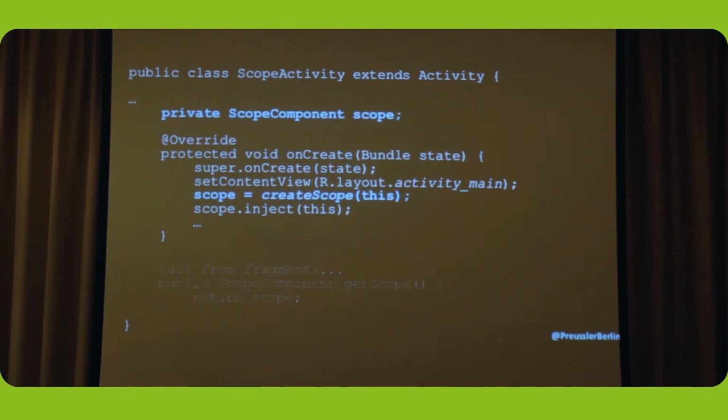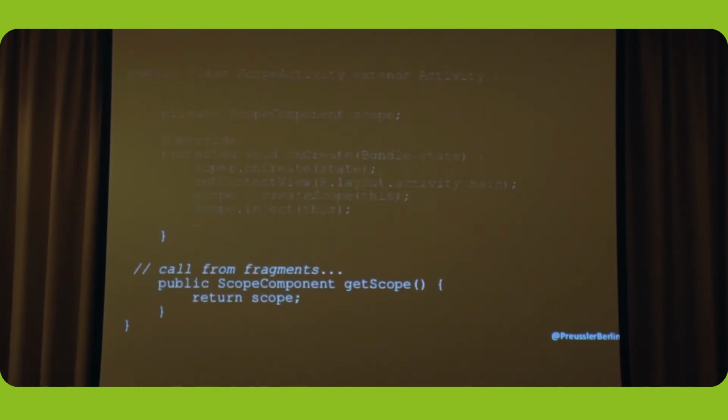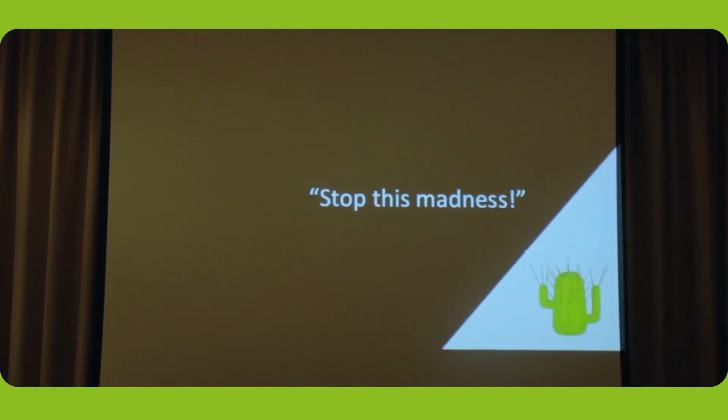So let's keep Dagger for a moment. This is how we probably would use it. In your activity, you would somehow create the scope that we just saw, and then keep it. So someone needs to hold on to this scope. And then, for example, if you need it for a fragment, you would maybe ask the activity for the scope, or keep it somewhere in your application, or you would have one class that keeps the scope.